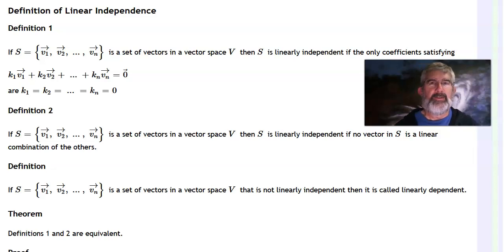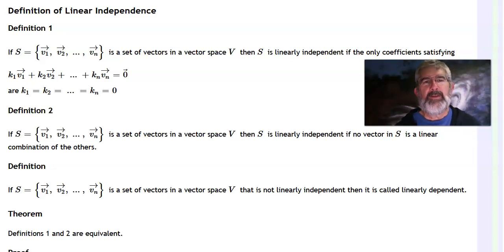I find it curious that the textbook we're using for this course in previous versions used what I'm calling definition one, and the current version uses definition two. Either way, they prove that the two are equivalent, and we will do so here. So here's the notion of linearly independent.